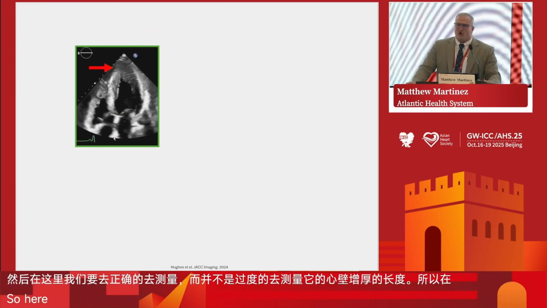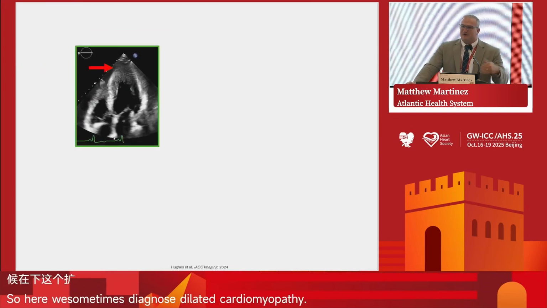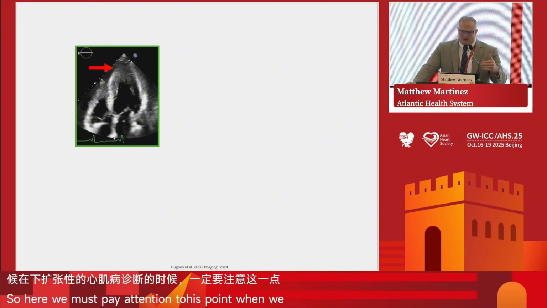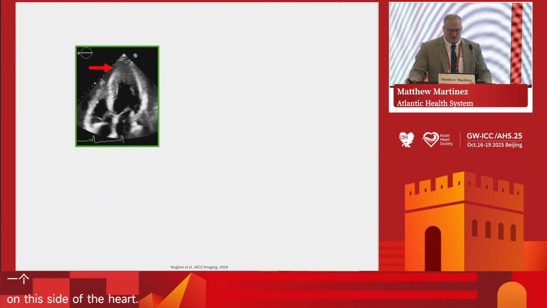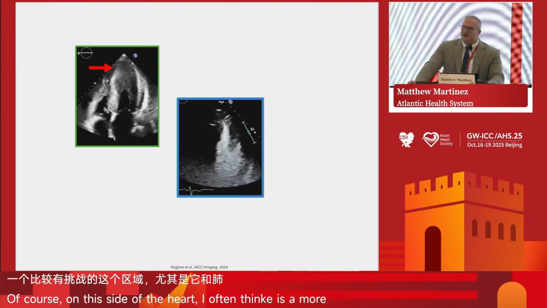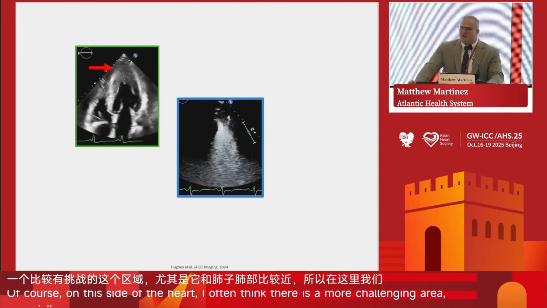Now, the apex is often an area where echo struggles. Next to the lungs, these are difficult to identify. Hopefully you can see that's clearly apical hypertrophic cardiomyopathy. Contrast can usually help define the wall thickness.